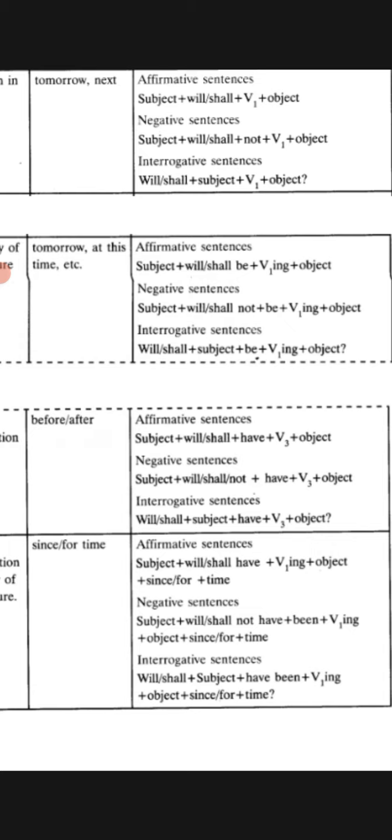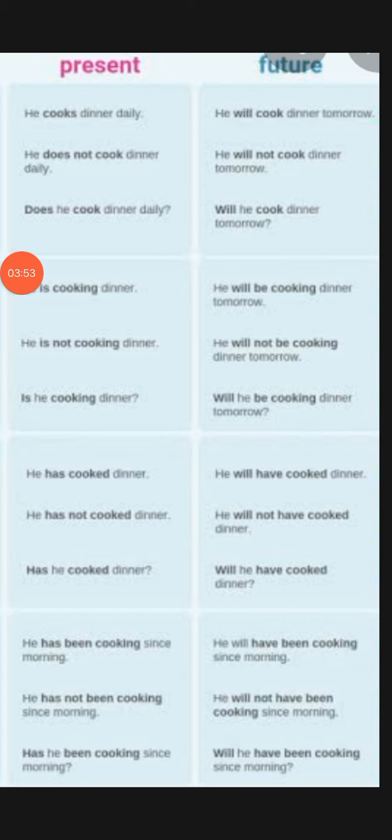Now let's see one example. He will be cooking dinner tomorrow. So the same example, only the thing which is added over here is be and verb first form plus ing. So the example will be: he will be cooking dinner tomorrow.